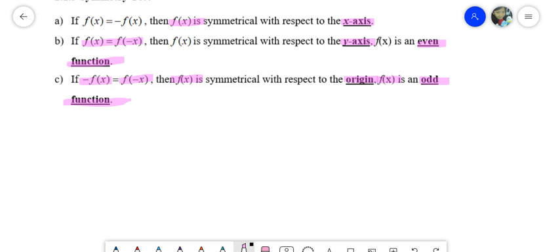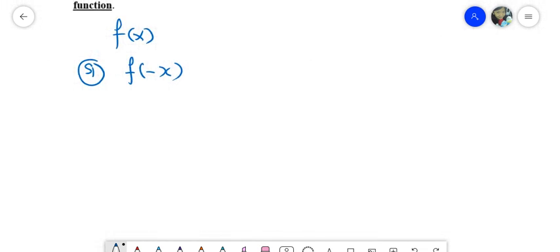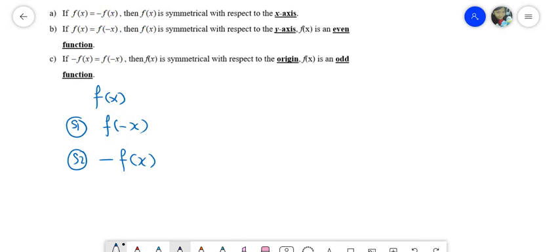Let me share with you how you actually apply this to a question. First step, let's say you are given the function involved. What you need to do is find f of negative x, by substituting negative x into the given function. Second step, you will have negative the whole function, negative f(x). This is how you are supposed to get it done.